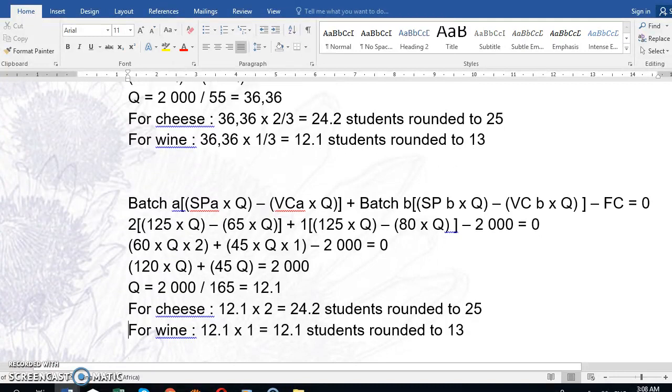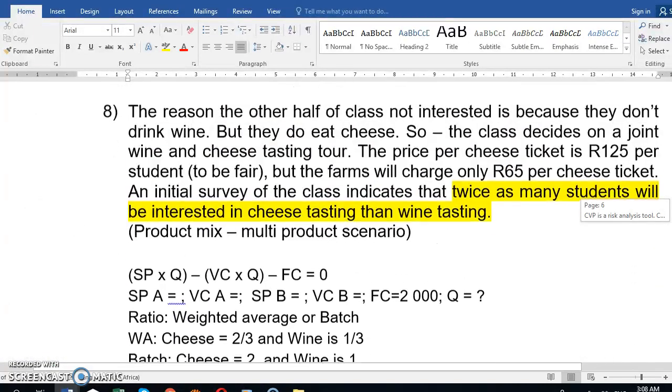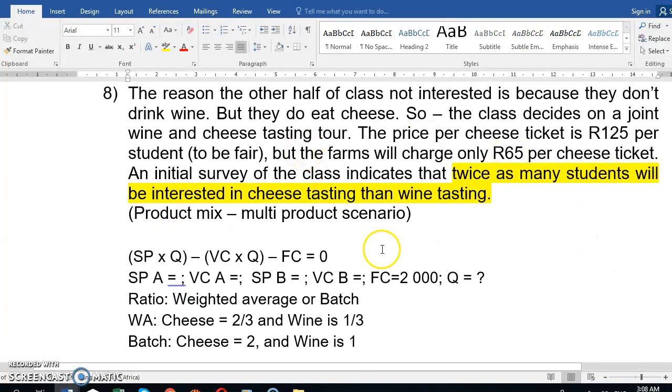Very important, guys: in the exam you won't be told which approach to use. You can decide, it's really up to you, whatever approach is easier. I want to recap what you need to jot down before you do anything. The minute you see there are two products, in this case wine and cheese, and you have to calculate a break even, that means you need a ratio. So you must be given a ratio, and in addition to jotting down your selling price and variable cost, you need to identify what the ratio is.